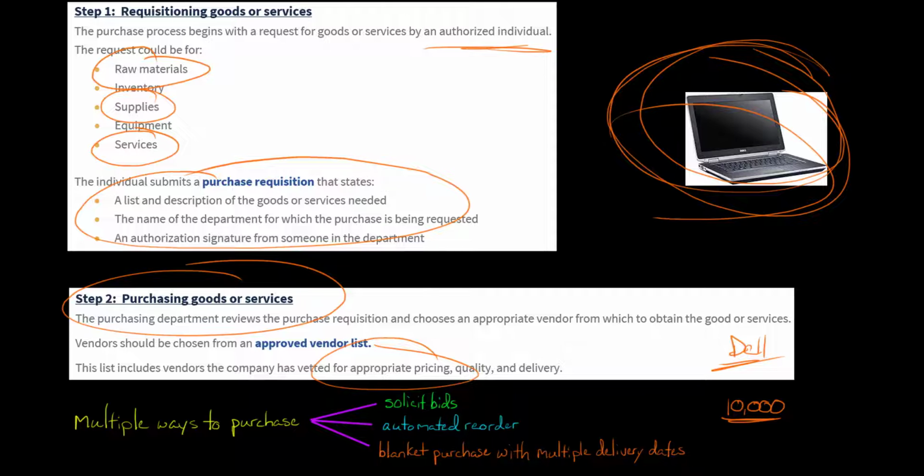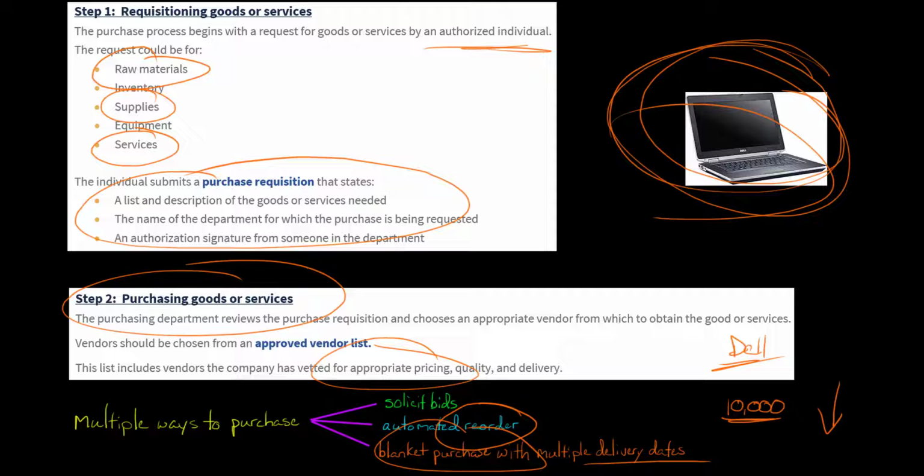Another way of making a purchase is where it's just automated. Sometimes a company has it set so that when the inventory level hits a certain threshold, like we sold through enough inventory, it automatically reorders. So there's a purchase happening there, and no one's actually doing anything. It's just happening automatically. You could also have a blanket purchase with multiple delivery dates.